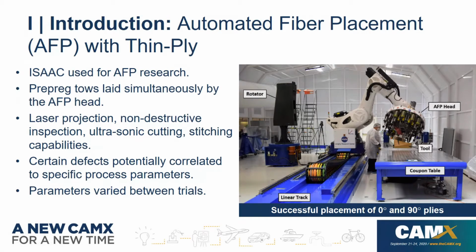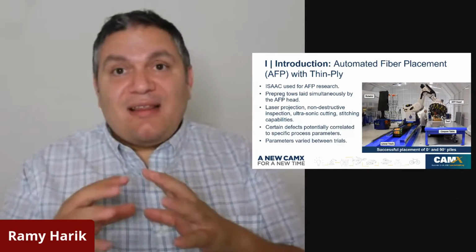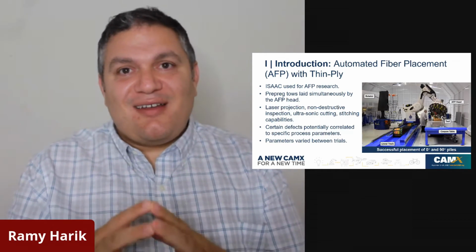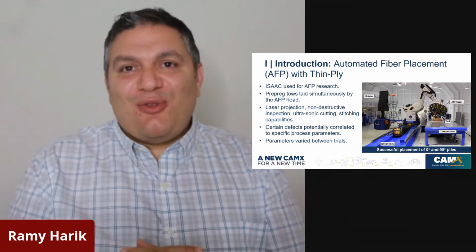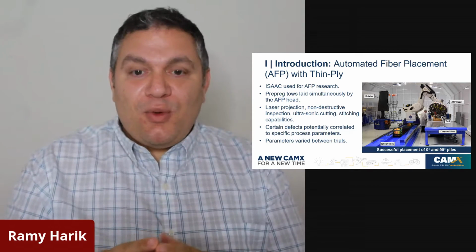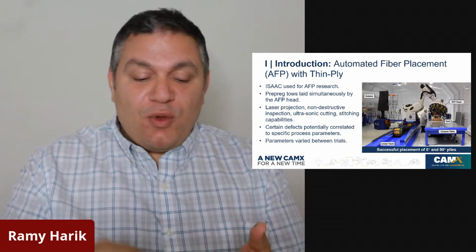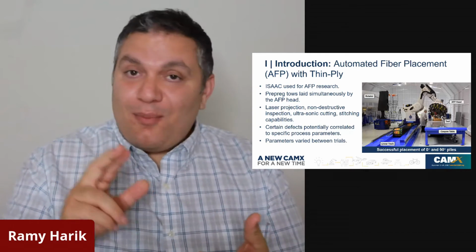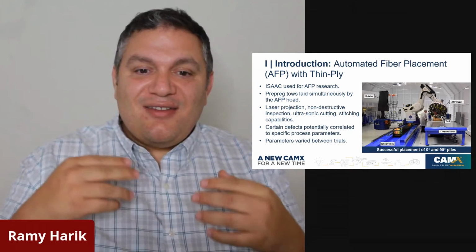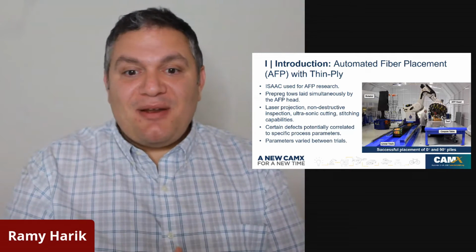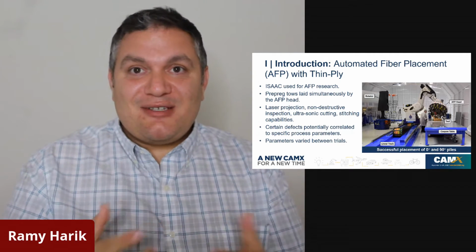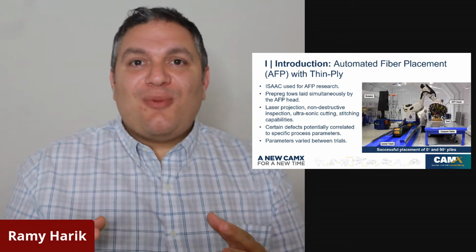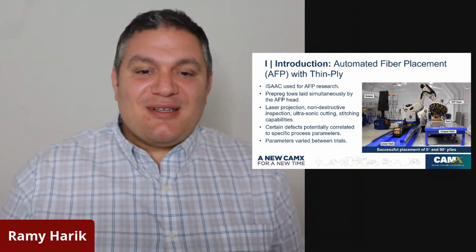It's very important to highlight that Isaac is one of the most versatile, if not the most versatile, AFP machines out there. We are equipped with two stitching heads, an ultrasonic knife, a projector head, and non-destructive inspection capabilities. So there is a plethora of options when you are working with Isaac.